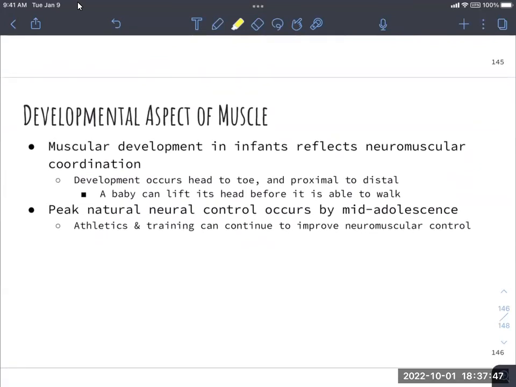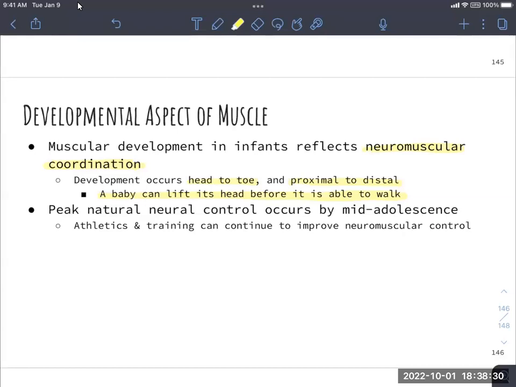So in infants, as our muscles develop, it helps to create that neuromuscular coordination. You ever notice infants aren't always the most coordinated? As they start moving around, it helps train the brain on how to make these muscles move correctly. These developments happen from head to toe, proximal to distal. Just like a baby can lift its head before it is able to walk. That's an example because they start with their head and move to their feet.